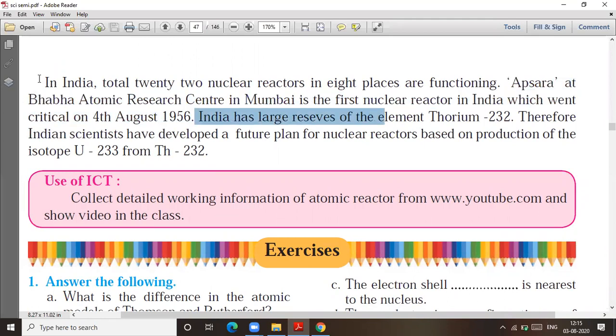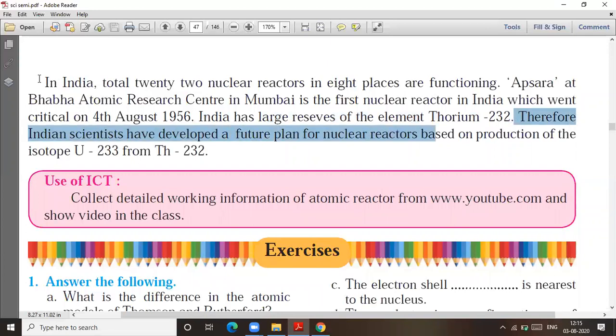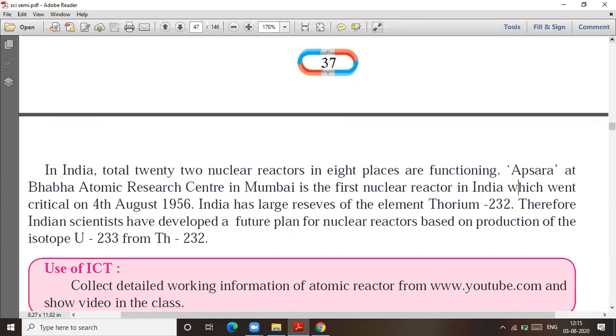India has large reserves of the element thorium. Just as we use uranium, you can use thorium also. Therefore, Indian scientists have developed a future plan for nuclear reactors based on production of the isotope uranium 233 from thorium 232. What our scientists are doing is trying to use thorium instead of uranium, because we have very little uranium, and thorium is present in more quantity.